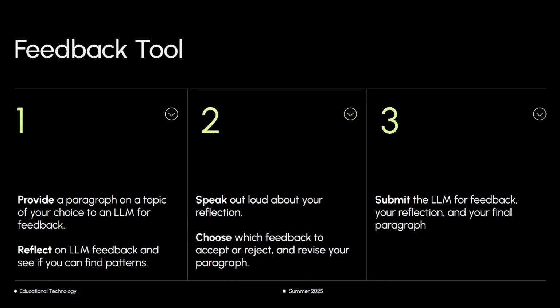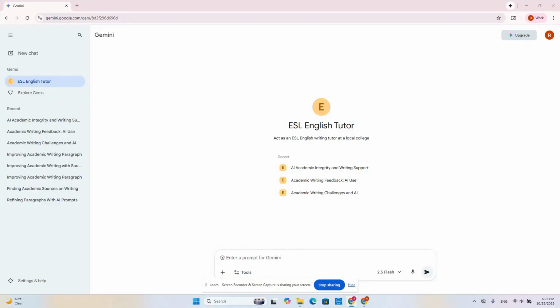In the feedback pro lecture, we want students to learn how to find out when to rely on AI versus human feedback. Let's try it. First, provide a paragraph on a topic of your choice to an LLM for feedback. And we are going to use the paragraph we developed before and reflect on the LLM feedback and see if you can find patterns.